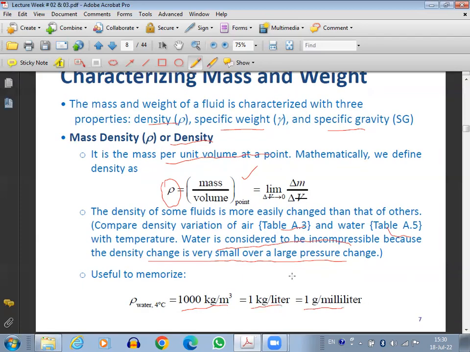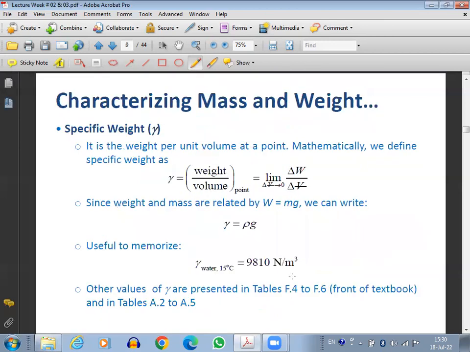Okay, so density, is density clear? Okay, next thing is the specific weight. Now, there is a formula for specific weight, but let's first try to understand what specific weight means. Suppose I have a room of 1 meter by 1 meter by 1 meter. So this is 1 meter, this is also 1 meter, this is also 1 meter.